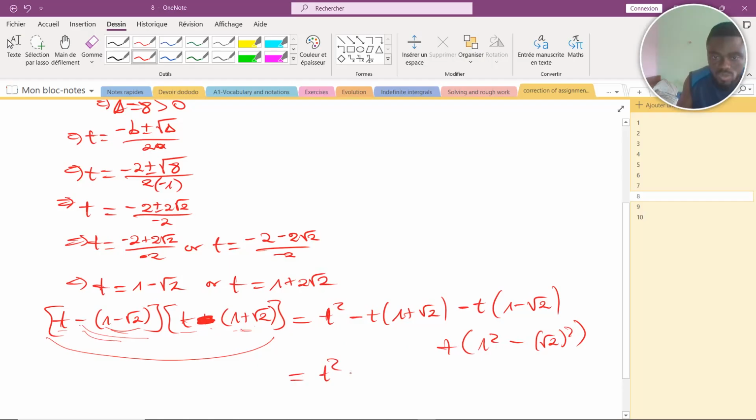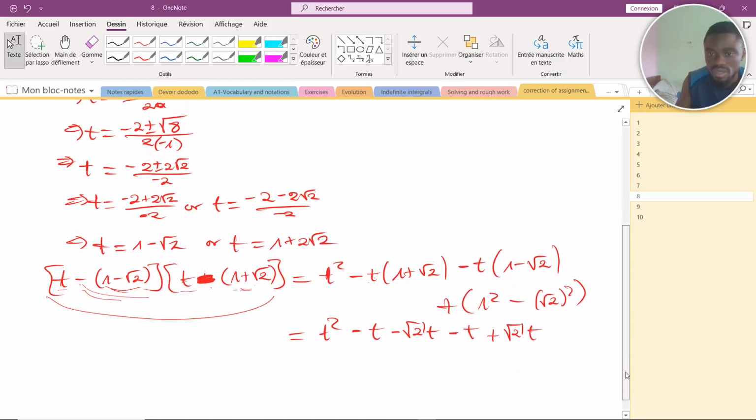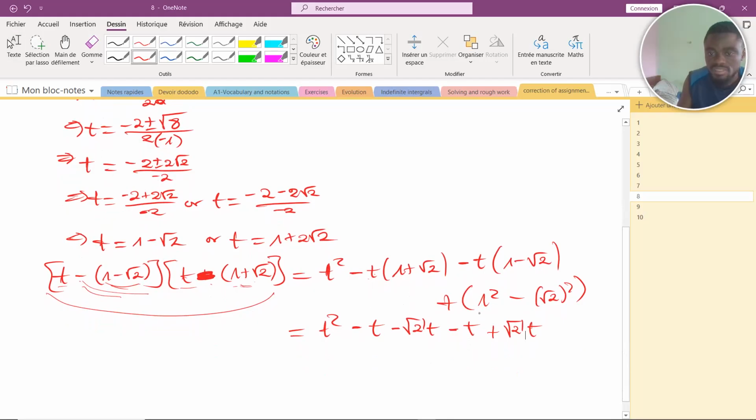This will give t squared. This times this, minus t. This times this, minus root 2 t. This times this, minus t. This times this will give plus root 2 t, and finally this is 1 minus 2, minus, this will give minus 1. This will be equal to what? t squared. This will go with this and we'll be left with minus 2t minus 1.